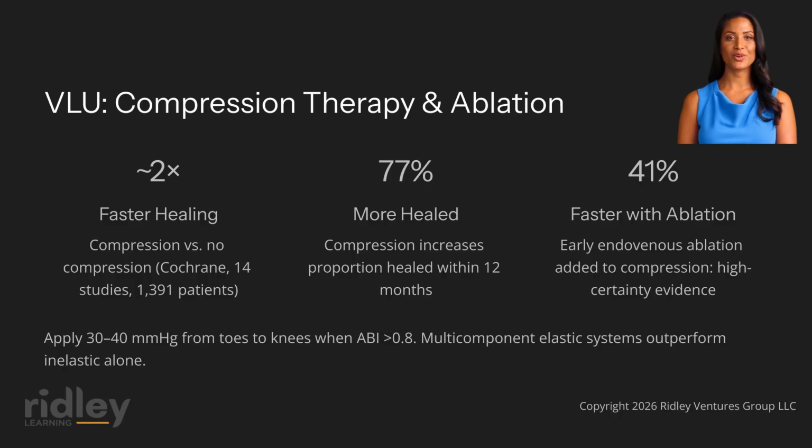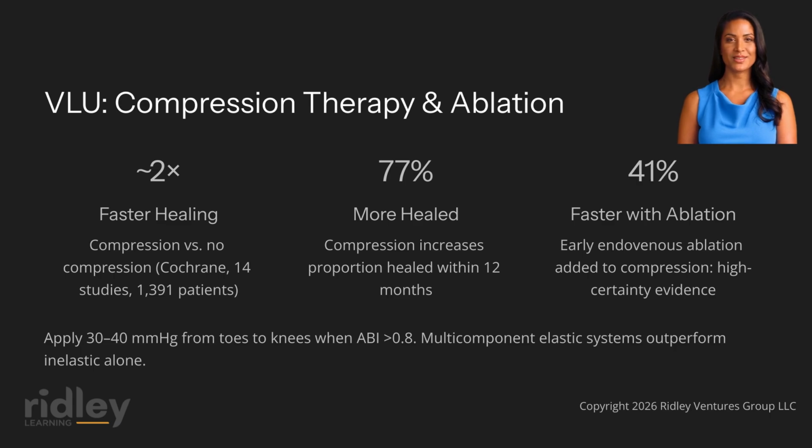Now let's look at venous leg ulcer management. Compression therapy is the cornerstone of venous leg ulcer management, supported by strong recommendation and high-quality evidence. A Cochrane systematic review of 14 studies involving 1,391 participants showed that compression therapy probably shortens time to complete healing, with a pooled hazard ratio of 2.17, and increases the proportion of ulcers healed within 12 months, with a risk ratio of 1.77, representing moderate certainty evidence. Compression therapy also probably reduces mean pain scores, with a pooled mean difference of -1.39.